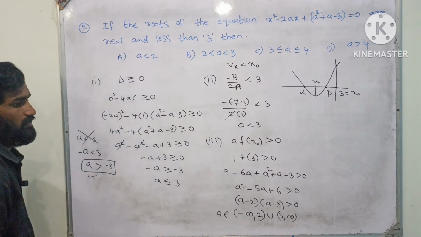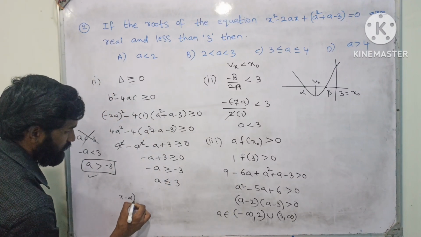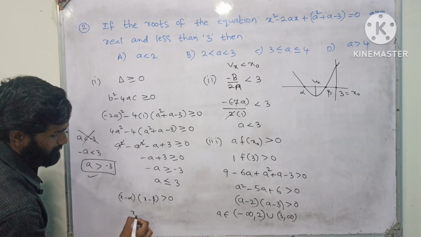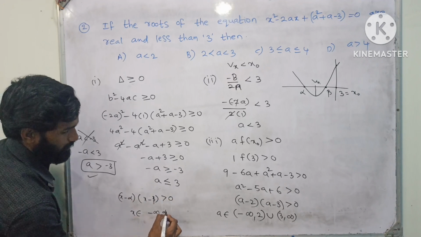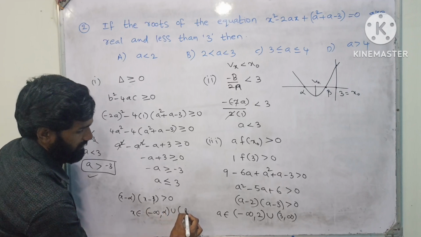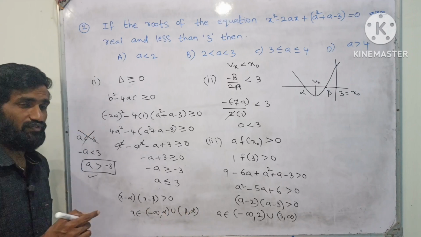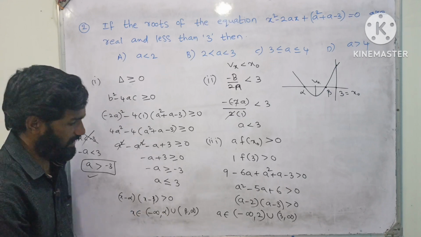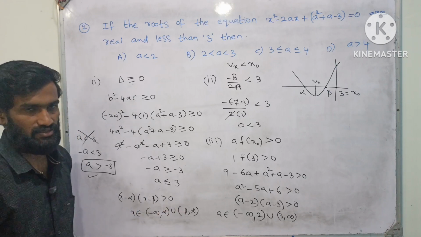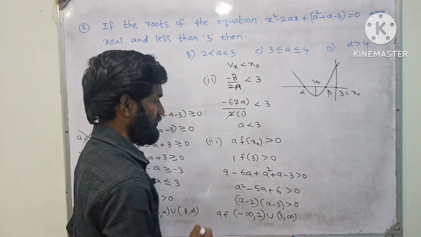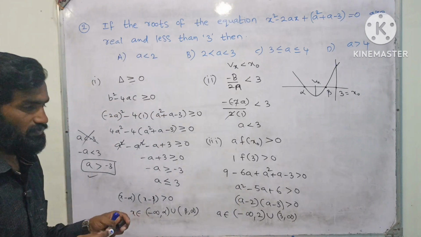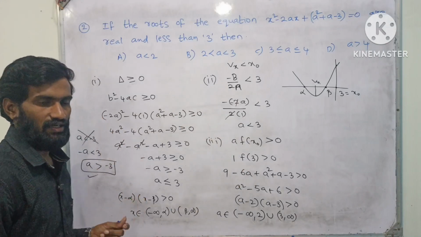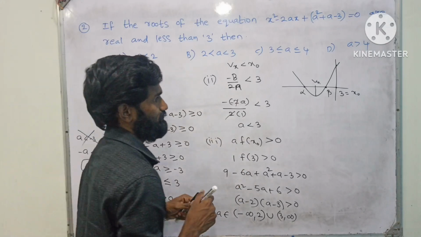Now what is the formula for this one? (x minus alpha) into (x minus beta) greater than 0 means x belongs to minus infinity to alpha union beta to infinity. What is the difference between the previous one and this one? Here the equal symbol is there, and here the equal symbol is not there. That's why we have taken open brackets. Now this is the third condition. Now we need to plot all these things in a single graph.